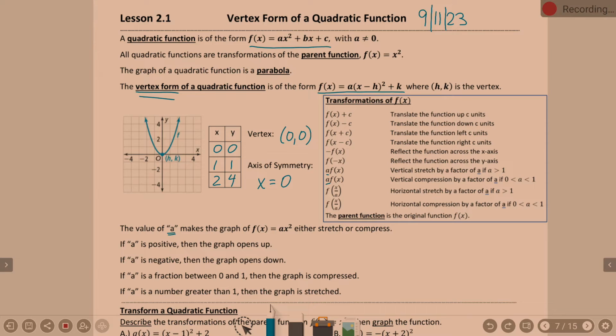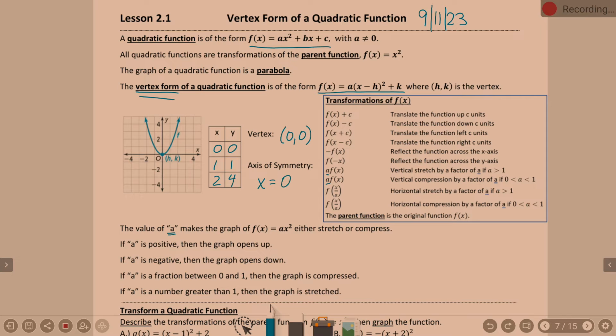Important, though. If A is positive, your go-to needs to be, okay, it's a positive A value, I know my parabola is going to open upwards. What happens when my A is negative then? It's going to flip upside down, right? And that negative is the reflection there. But we don't necessarily think that with parabolas. We just know positive up, negative down. If A is a fraction between 0 and 1, then it's vertically compressed. If A is a number greater than 1, the graph is stretched. So that's important information to know as we talk about parabolas.